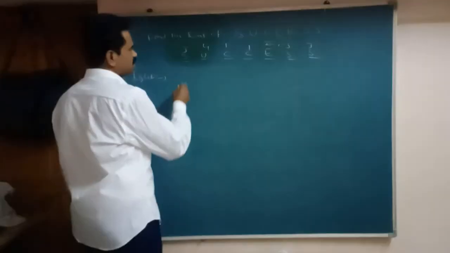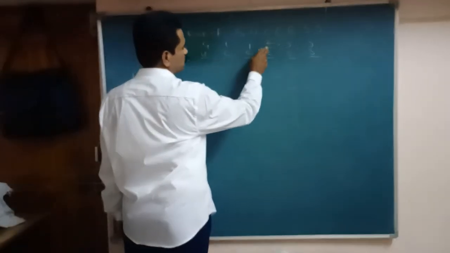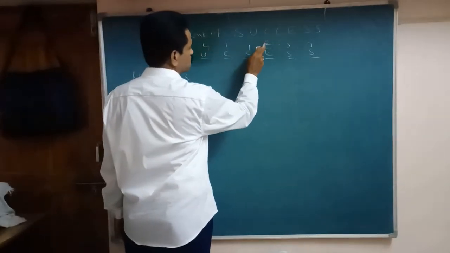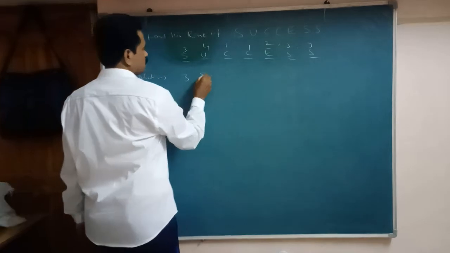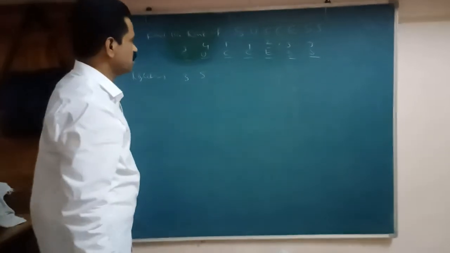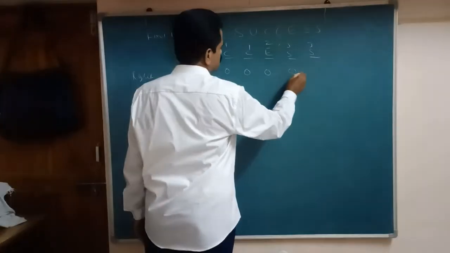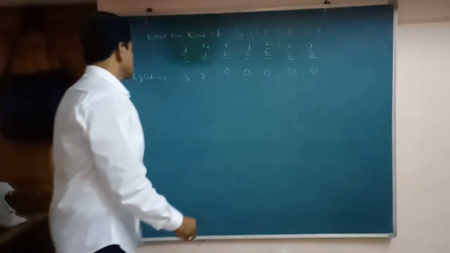So, less than 3, how much here? 1, 2, 3, 3 only. Less than 4, 1, 2, 3, 4, 5. Okay? Less than 1, 0. Less than 2, 0. Less than 3, 0.